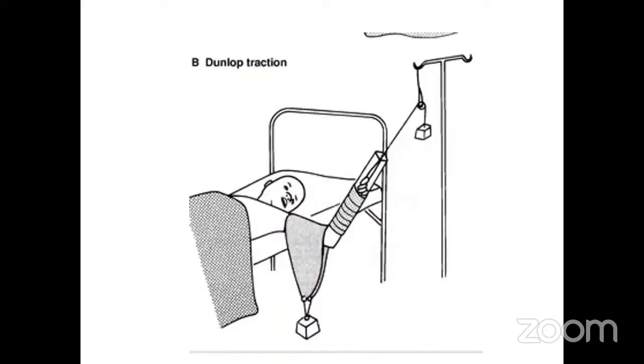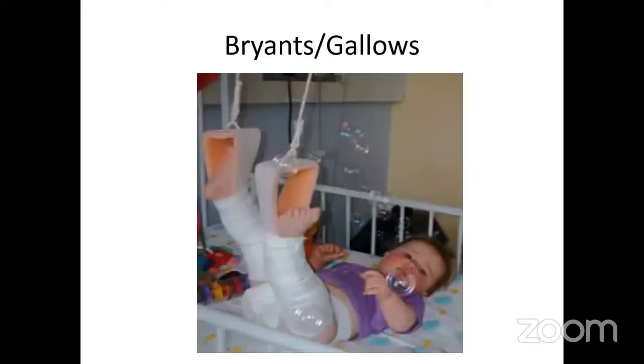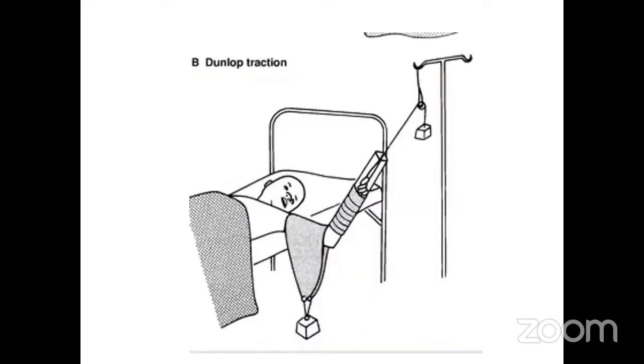Then another traction is called Dunlop traction. That is again a skin traction. Gallows traction is also a skin traction. Dunlop traction is given for fractures around the elbow joint, that is supracondylar fracture of the humerus, where you give Dunlop traction to correct the deformity. So it can also be given.